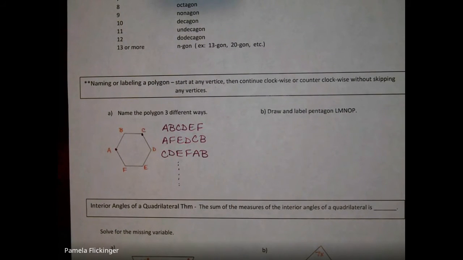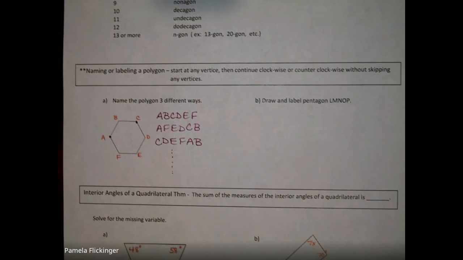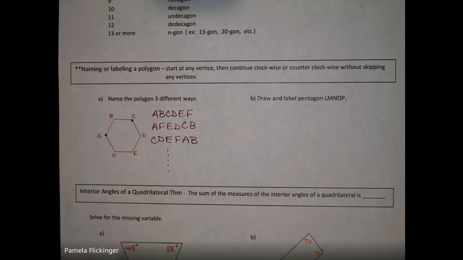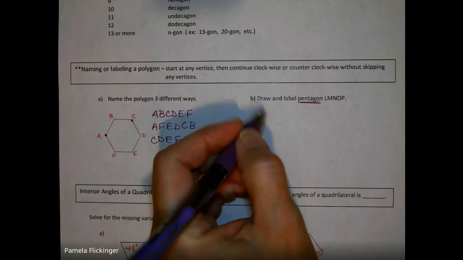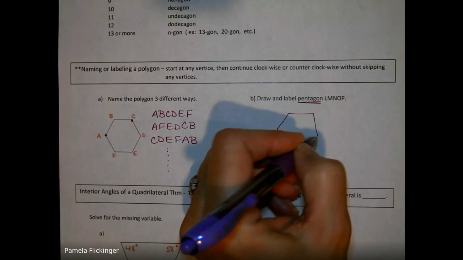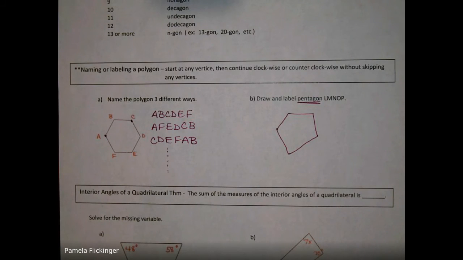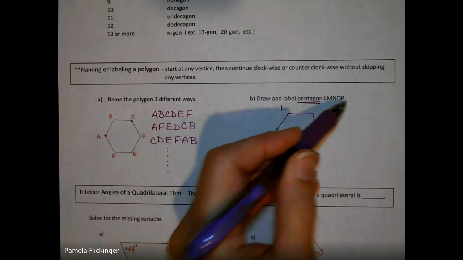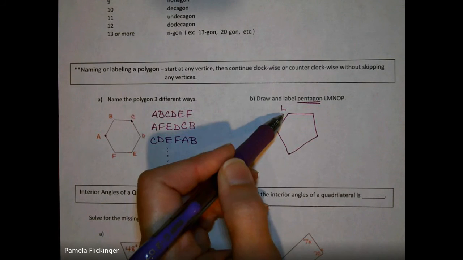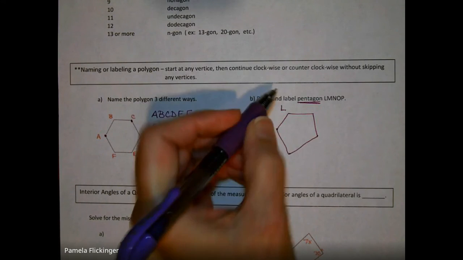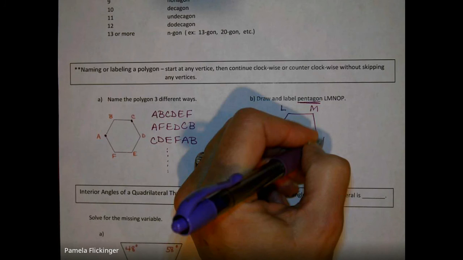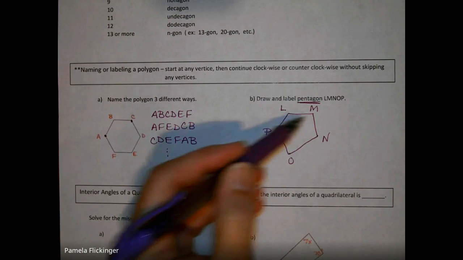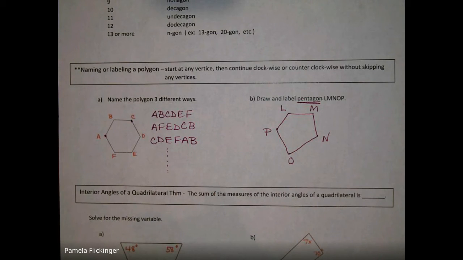So when you are given the name of a figure and you're asked to sketch or draw it, now notice this is a pentagon. So we're going to draw a 5-sided figure. And the name is LMNOP. So I can put L anywhere. And then I just need to go in the order of the letters, either clockwise or counterclockwise. So I've got L, M, N, O, P. We're not going to zigzag back and forth and just randomly put the letters.